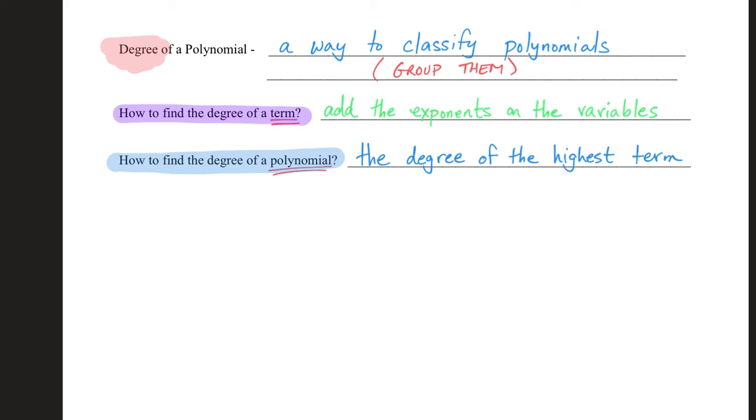Okay, I know that this can feel a little confusing because it's all abstract right now. We haven't seen an example of it. But we're going to come back to those definitions, so make sure that we're good. The degree of a term, I add the exponents on the variables. The degree of a polynomial, we use the degree of the highest term. Okay, let's see it in practice.